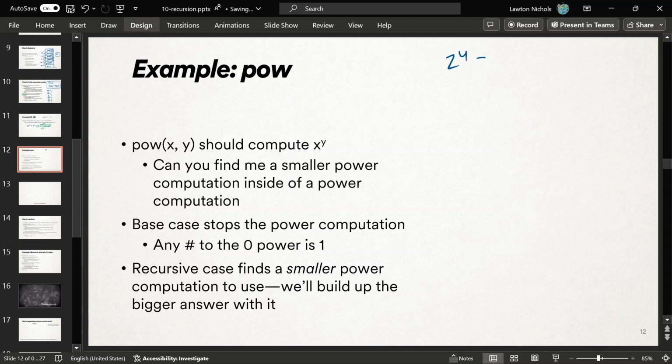2 to the 4th power is equal to 2 times 2 times 2 times 2. What is that but 2 cubed? So that's equal to, what is 2 cubed equal to but 2 times 2 times 2? And I see a 2 squared there. So do you see the recursive case? Can we generalize this? Recursive case.